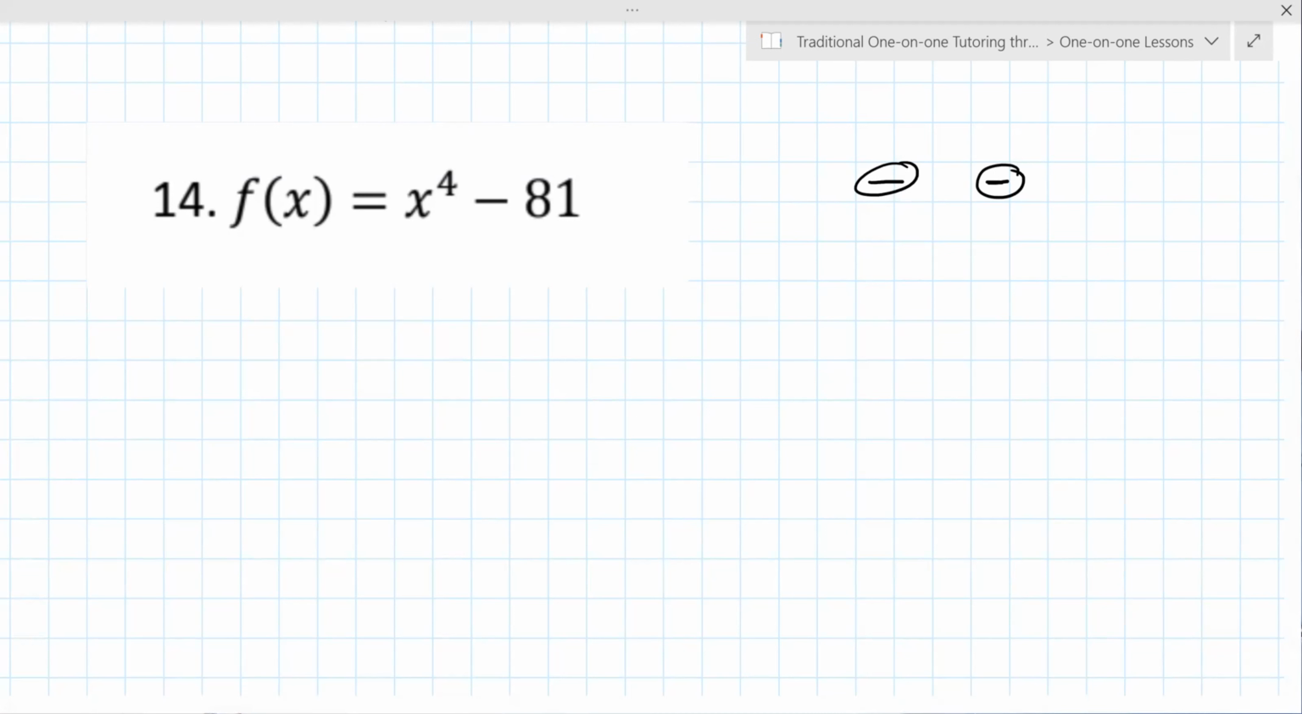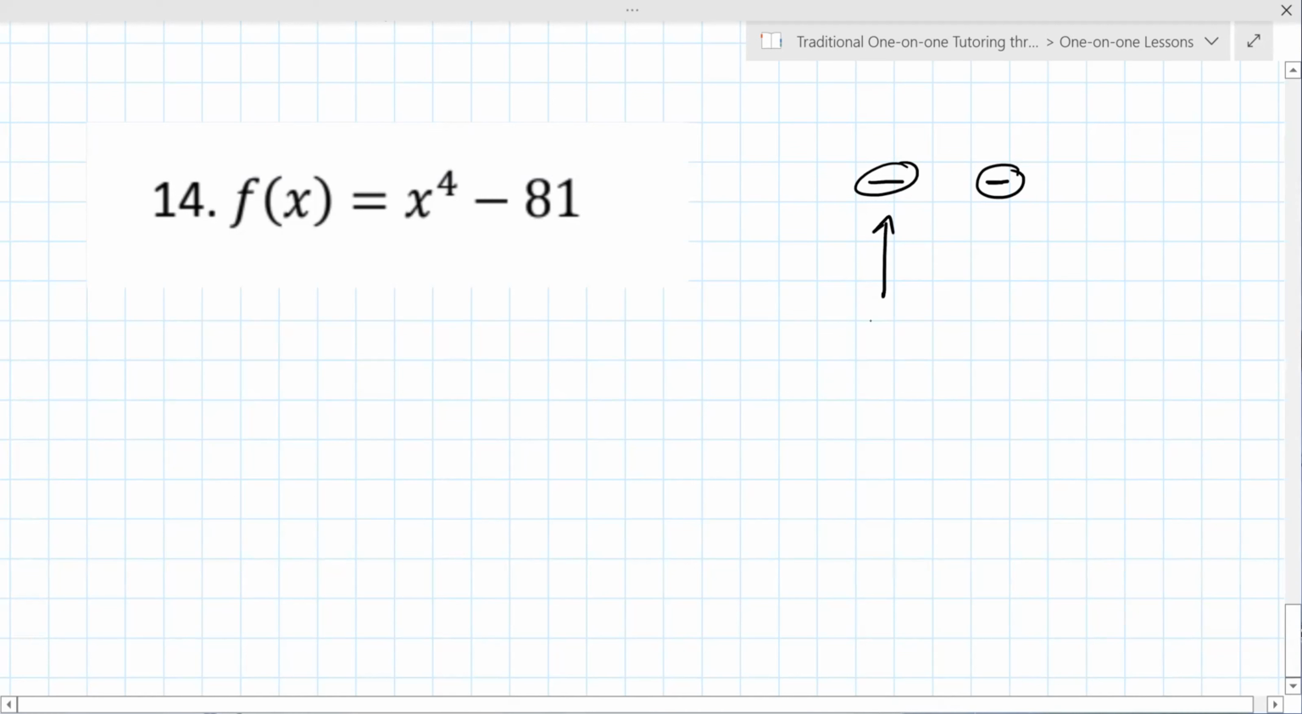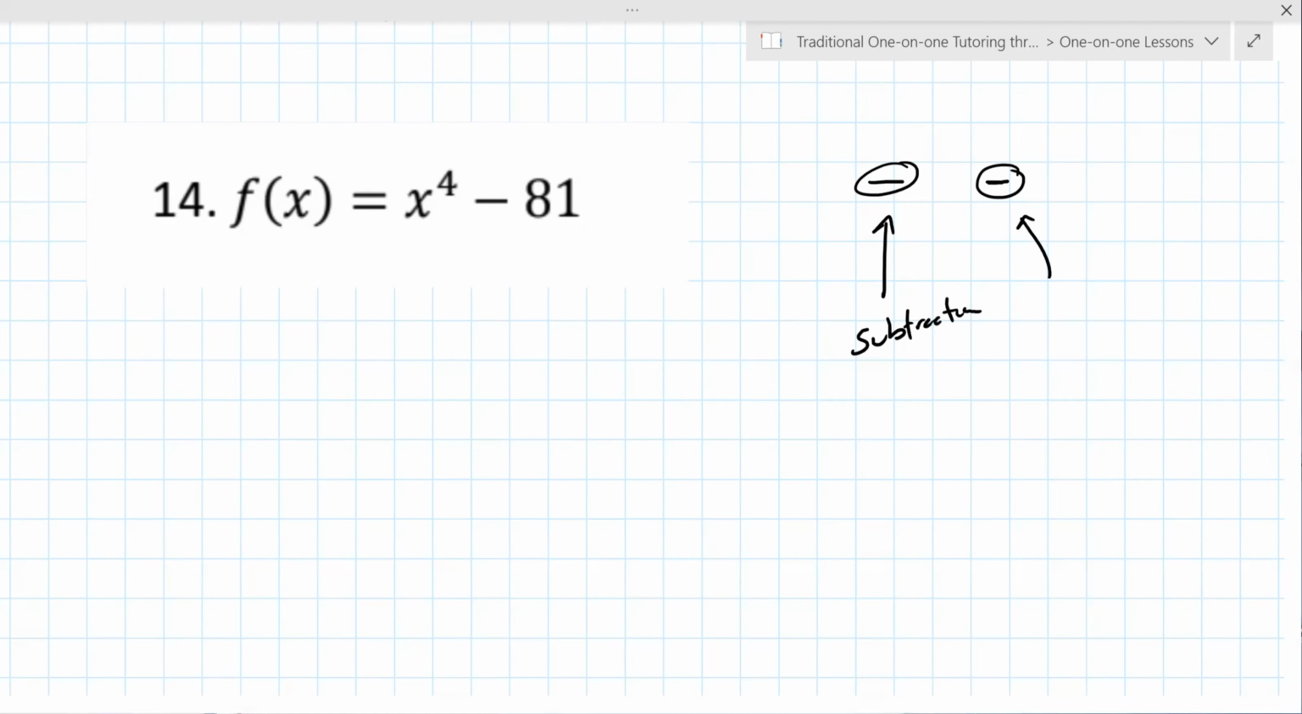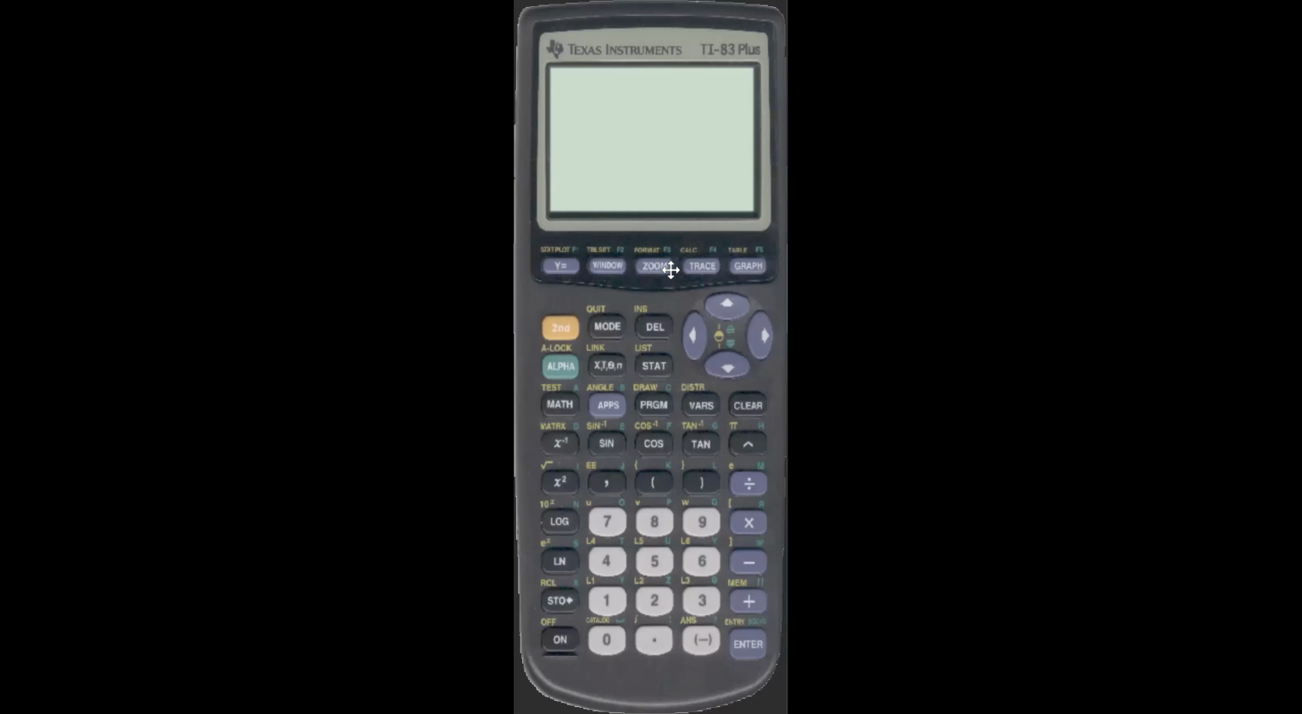Wait, so I hit what? You want to use the subtraction, but some students hit the minus button instead. Let me try to show you this here. Are you seeing the calculator screen? Yes. Okay, so if I go to y equals, I have to turn it on first. Y equals, clear, and I go x to the fourth, but I use this subtraction 81, and I go to graph, it's going to complain.